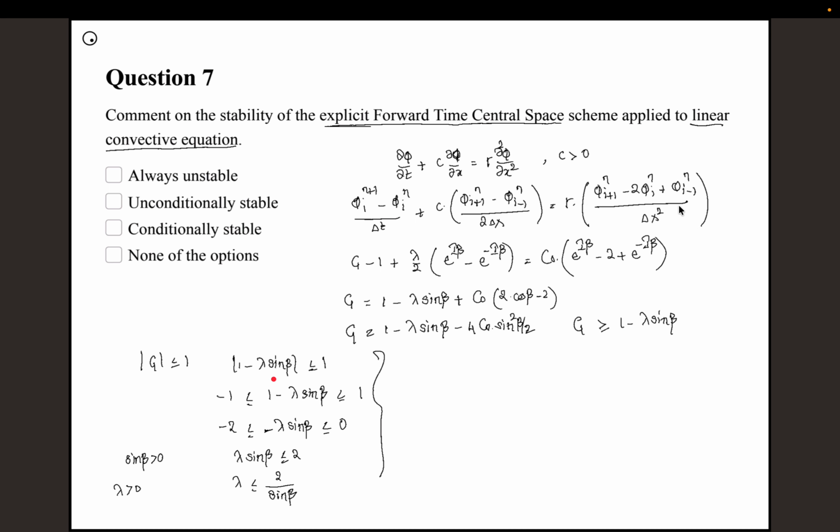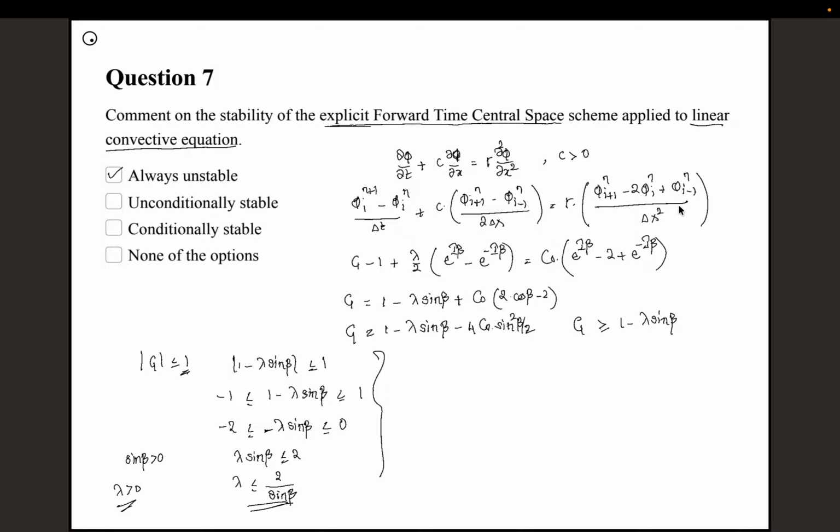So if I analyze from there, 1 minus lambda sine beta should be less than or equal to 1. In order to satisfy that, I do not have any criteria for lambda. I need lambda to be positive, but this can actually go negative for certain values of beta. So there are certain values of beta for which this criteria is not satisfied. If this criteria is not satisfied, then we do not have stability for this particular equation. So this particular method is not conditionally stable. Also, this is actually an unstable method.